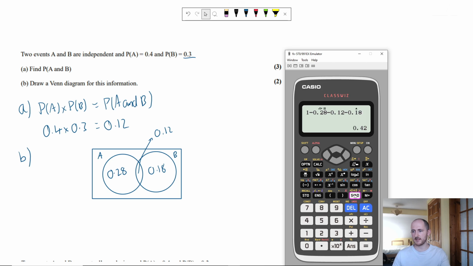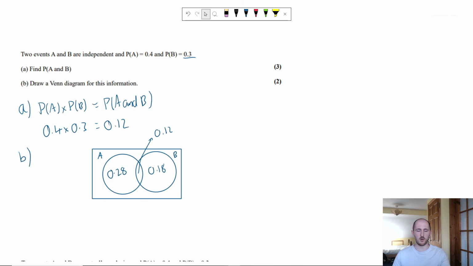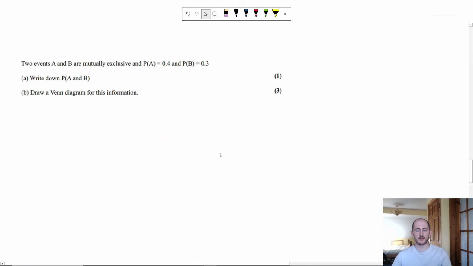And that gives us 0.42, which should go outside of both of the circles. So please remember to label the circles and also to have a number outside both circles but inside the rectangle. Don't draw it outside the rectangle either. So, another rapid fire question.